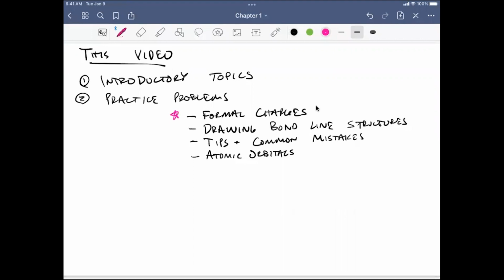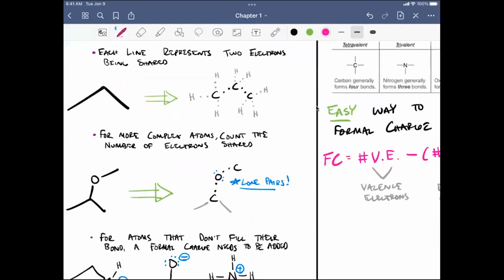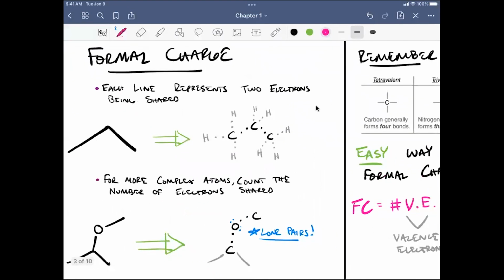So formal charges, drawing the bond line structure, some tips and common mistakes that are often made when drawing these bond line structures, and atomic orbitals, so stuff like sp3 carbons, sp2, sp, and differentiating between all these things. That's what we're going to do in today's video. So let's get started. So first things first, formal charge.